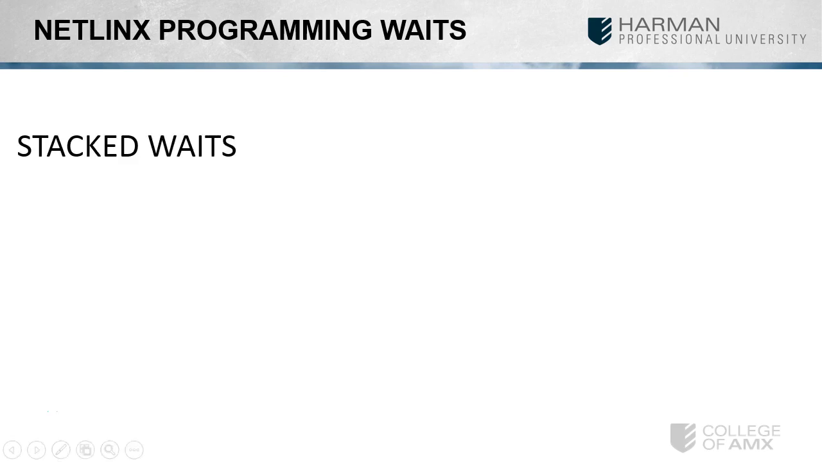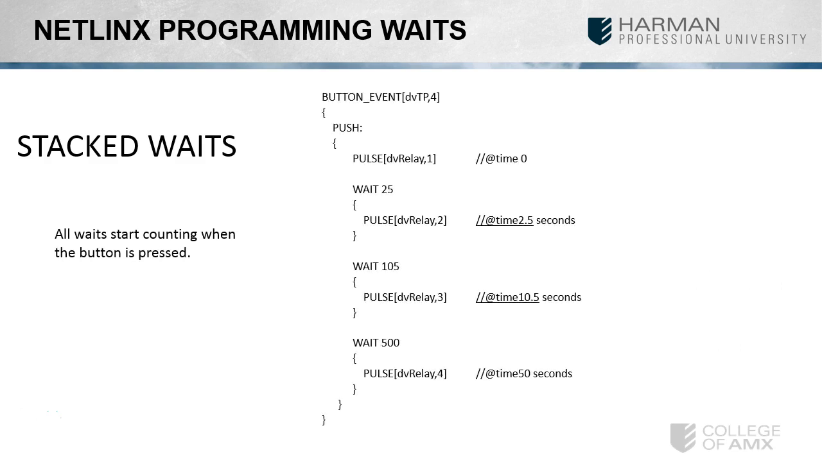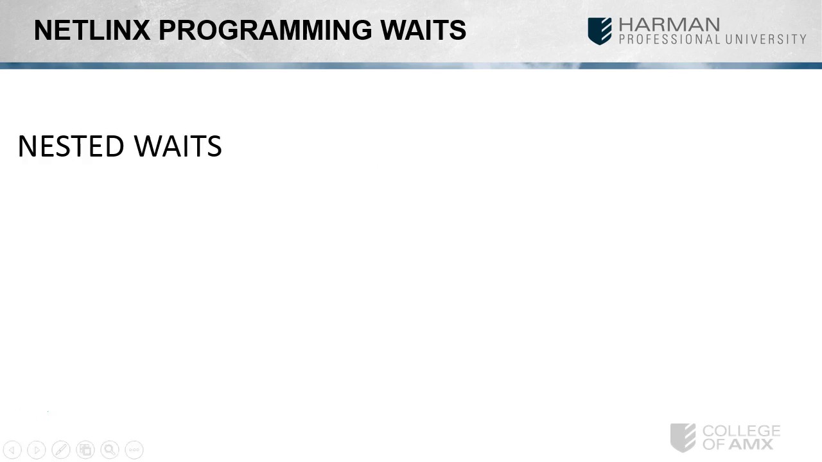This is an example of a stacked wait. In this example, execution of code is completely dependent on how long each wait time is and not where it is located within this button event. Additionally, all of the waits are in the same hierarchy. The last event happens at time 50 seconds, relative to time 0, which is the time of the button press.